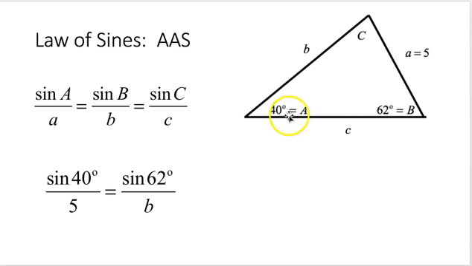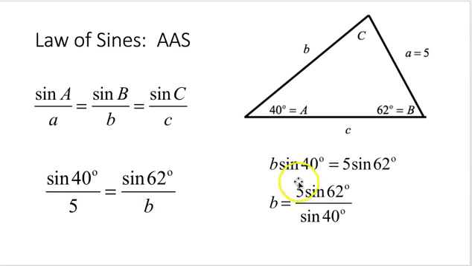So we're going to take a look at sine 40 degrees, sine A, over 5 equals sine 62 degrees, sine B, over little b, and we're going to use this to solve for b. So of course b sine 40 equals 5 sine 62, and then if we divide by sine 40 degrees, we get b is 5 sine 62 divided by sine 40. That is the exact answer. If you want to get an approximation, you'll need a calculator, and that comes up with 6.87. So that is the size of side b.